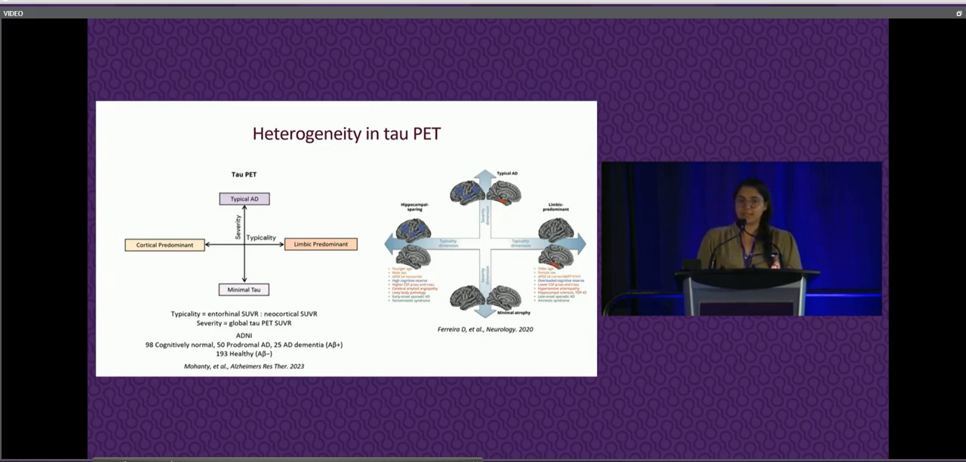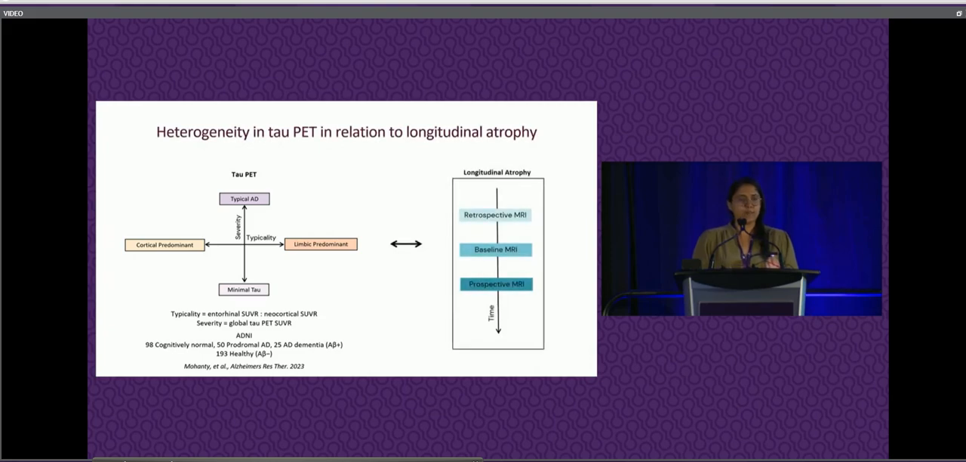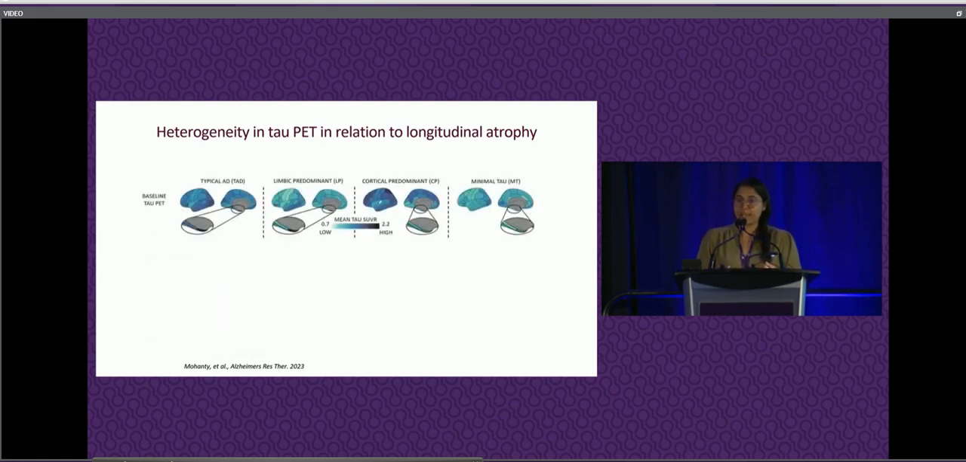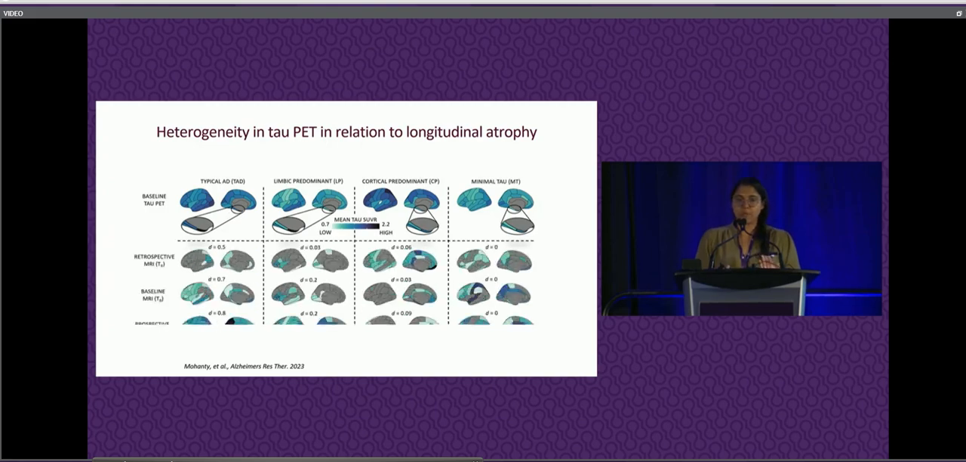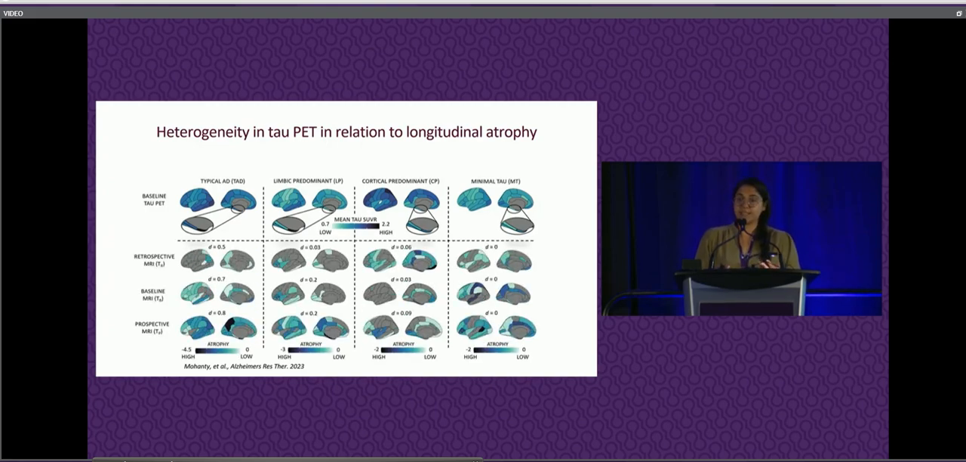And using the baseline tau PET data, we then wanted to understand how they track if we were to look at longitudinal atrophy based on structural MRI data. So we looked at retrospective as well as prospective structural MRI to look at the atrophy. At baseline, when we look at tau PET data, we were able to identify a typical Alzheimer tau pattern, a limbic predominant, a cortical predominant, and a minimal tau pattern. And when we look at the longitudinal atrophy, these are the topographies that we see.